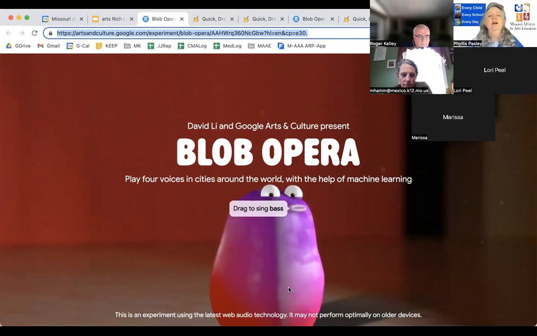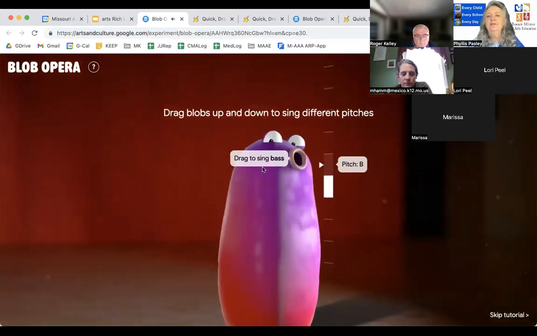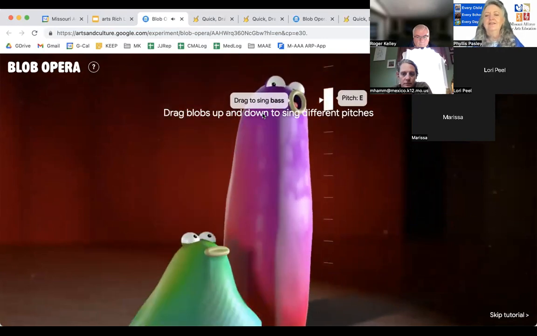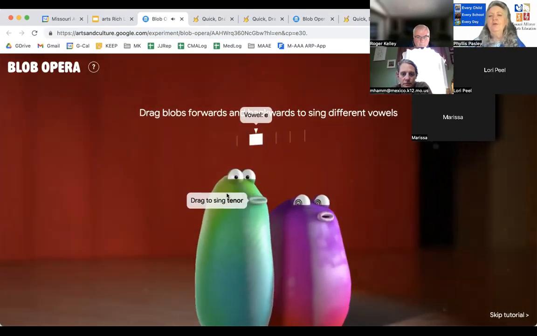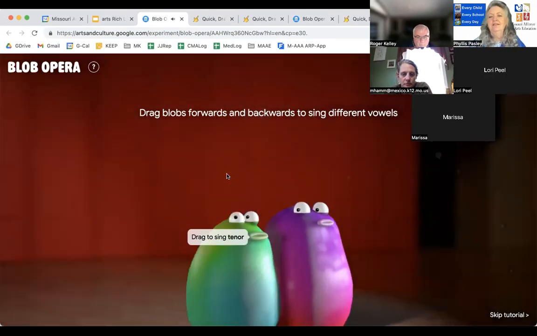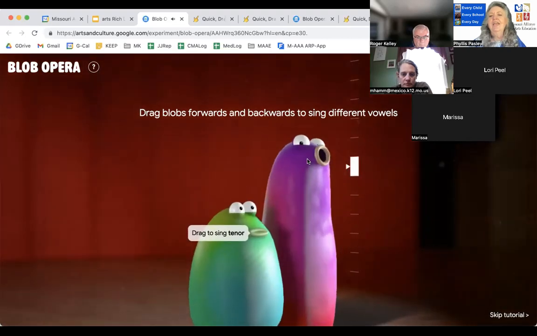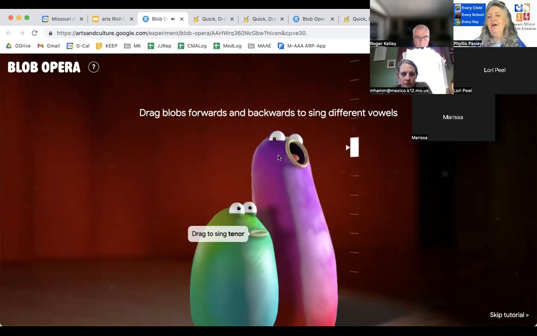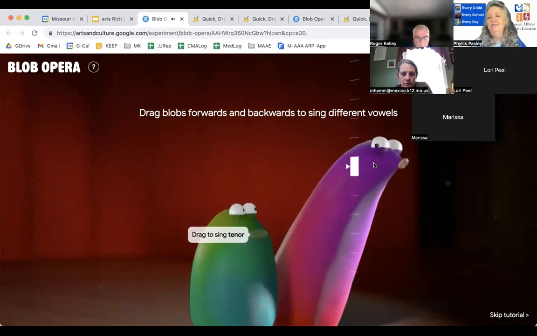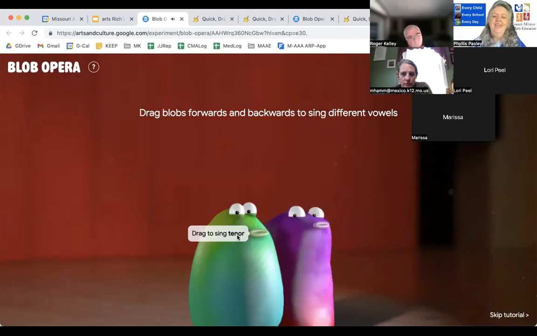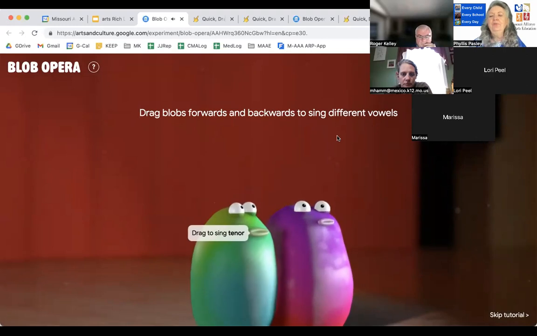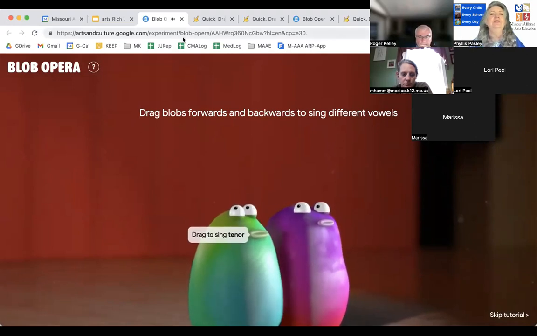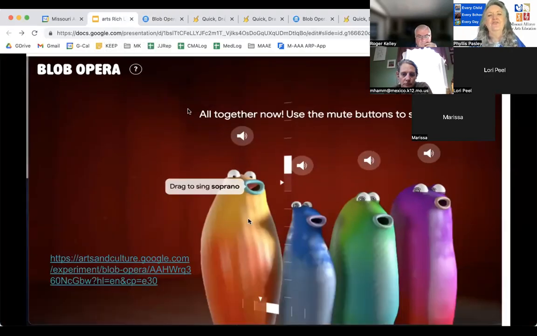There we go. So as you drag him up, the pitches change. As you add singers' voices, you have harmony. As you move back and forth, you have vowel changes and harmony. If you play long enough, the mezzo soprano and the soprano come into play. I encourage you to just have some fun with Blob Opera.